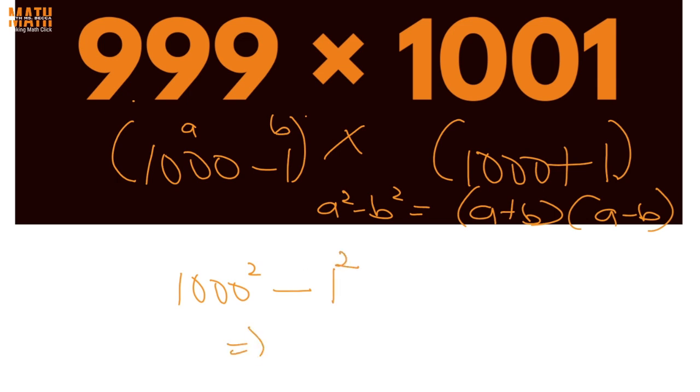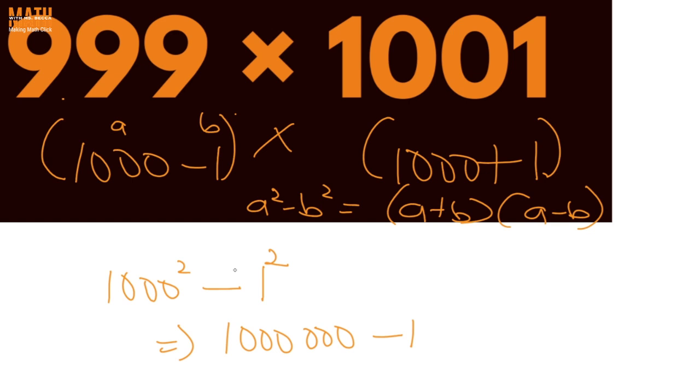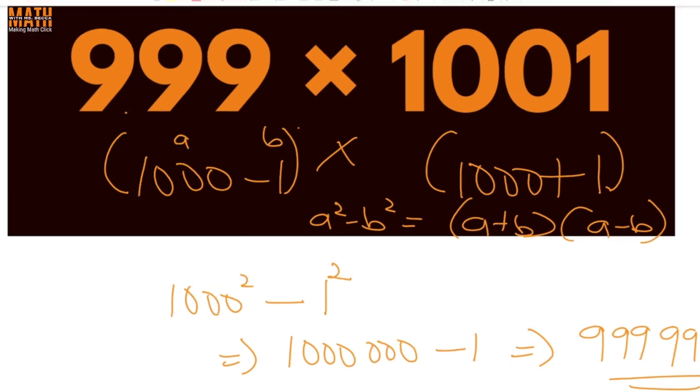So what is 1000 squared? 1000 squared gives 1 million. So we have 6 zeros, then minus 1. And our answer becomes 999,999. And please note that this works when the two numbers are the same distance away from a base number.